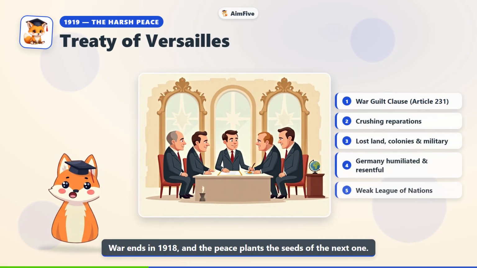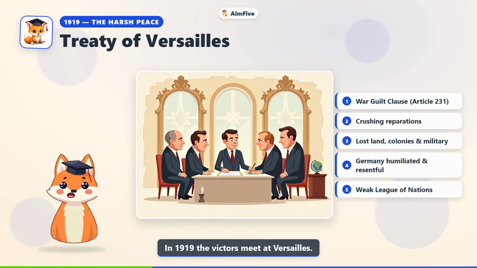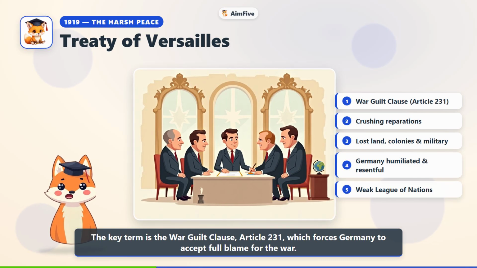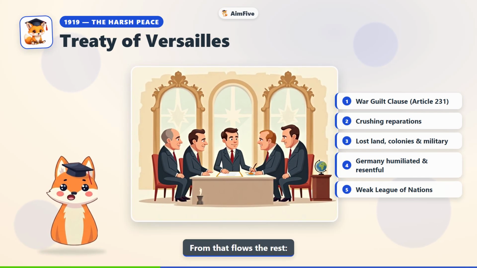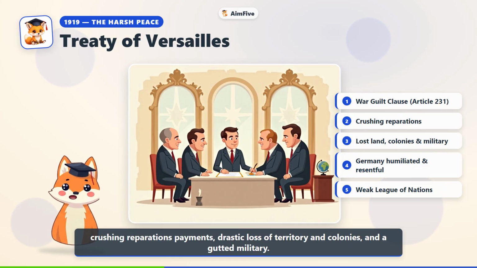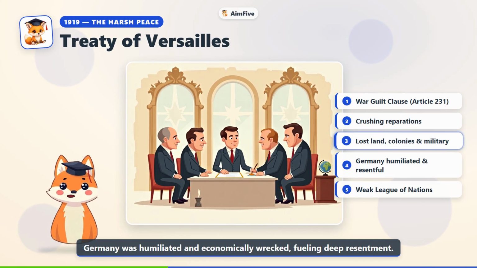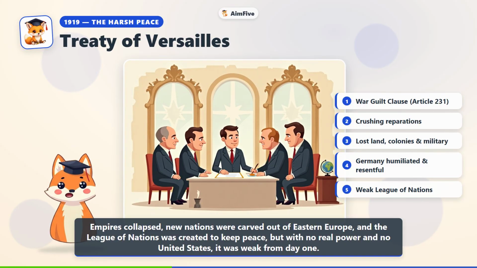War ends in 1918, and the peace plants the seeds of the next one. In 1919, the victors meet at Versailles. The key term is the War Guilt Clause, Article 231, which forces Germany to accept full blame for the war. From that flows the rest. Crushing reparations payments, drastic loss of territory and colonies, and a gutted military. Germany was humiliated and economically wrecked, fueling deep resentment.